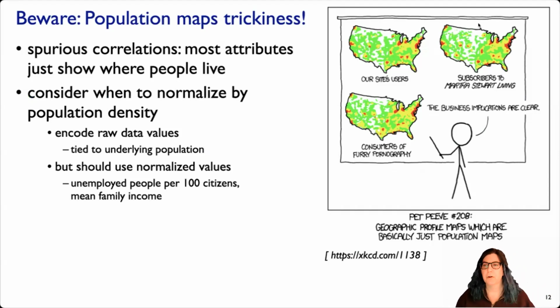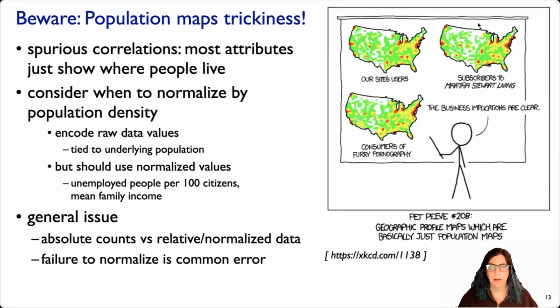So be very aware of thinking about normalization when you're using choropleth maps. And actually think about normalization all the time, not just when you use maps. This question of when is it safe to use an absolute count versus when should you use some sort of normalized data, relative data, that's something you should always think about in visualization. And it's a really common error to forget to normalize. So it's absolutely on the table as something you've got to worry about with maps, but do think about this in general as well.